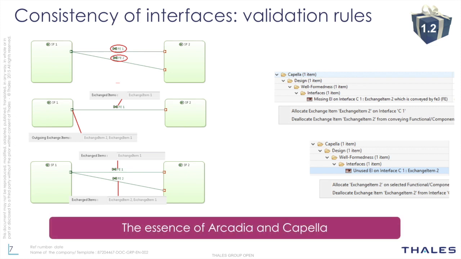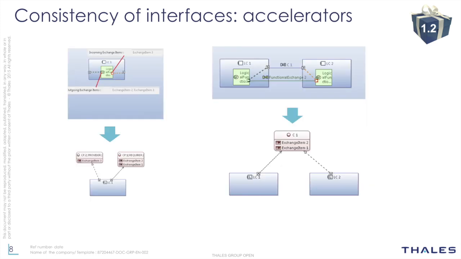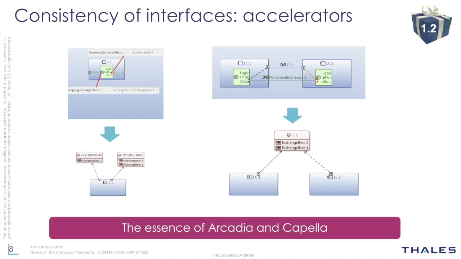So this kind of verification is really the essence of Arcadia and Capella. We want to secure the subcontracting, we want to secure the interfaces between structural elements and justify them with functional content. But in addition to these validation rules, we have also improved the accelerators that allow the generation of the component exchanges based on the functional exchanges and the generation of the interfaces based on the functional content. And this is something that is really powerful in Capella.